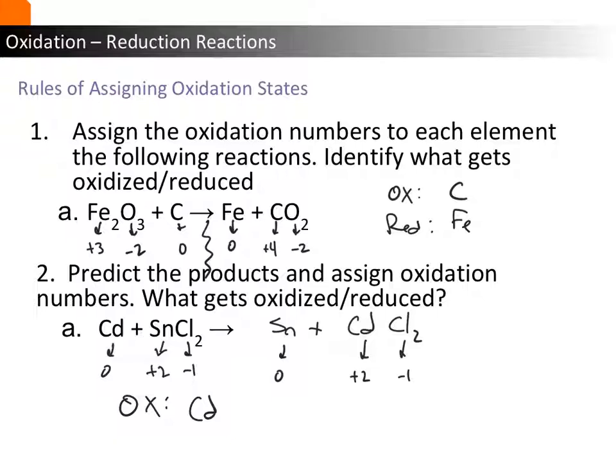So in this case, cadmium gets oxidized. What gets reduced then must be the tin. It goes from a +2 charge down to a 0. The chlorine keeps its oxidation state in both cases.